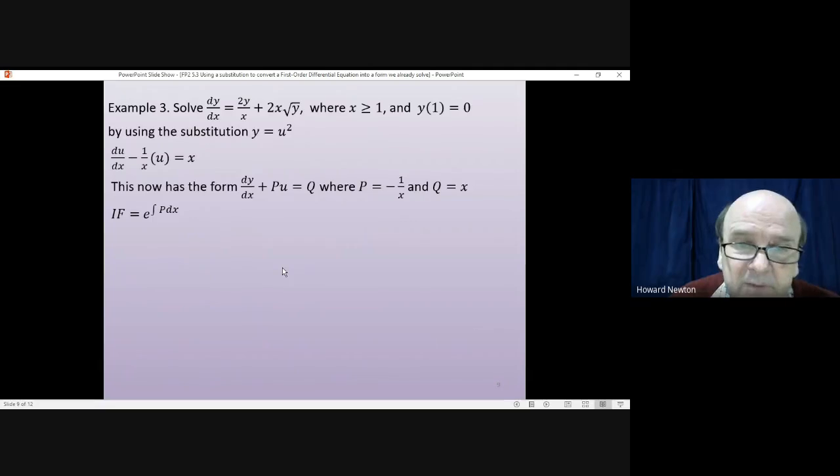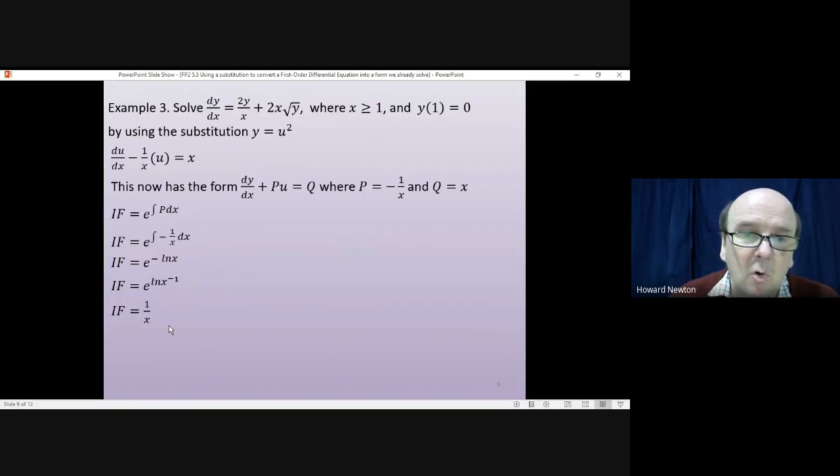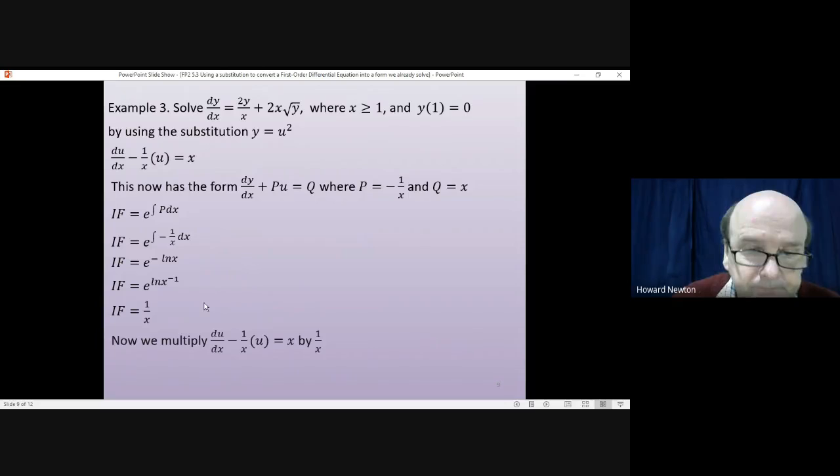And the integrating factor will be e to the integral of p, which is e to the integral of minus 1 over x. The integral of minus 1 over x is minus log x, which is e to the power of log x to the power of minus 1, using the law for logarithms. And the reason for doing that is e and log are inverse functions, so they cancel each other out. And the integrating factor is just x to the minus 1, or 1 over x.